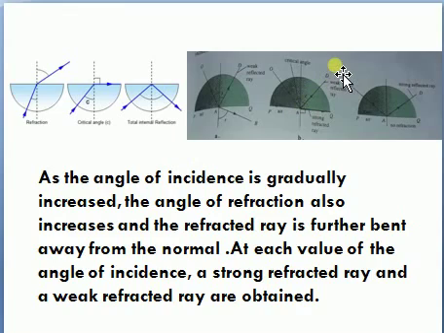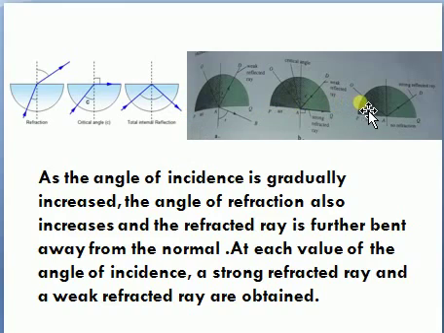Now finally, further increase in the angle of incidence. An interesting thing happens here. When you further increase this angle of incidence, there is no more refraction. No more what? Refraction. We don't have a refracted ray again, but the ray was totally internally reflected. So this ray reflected back entirely into the glass.